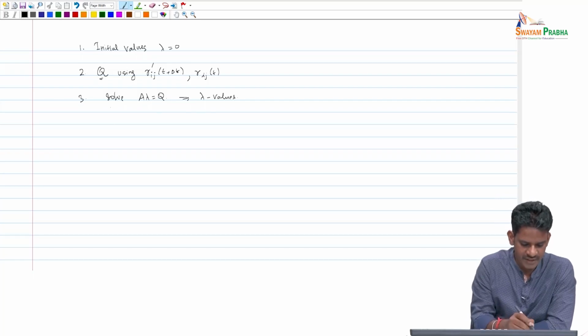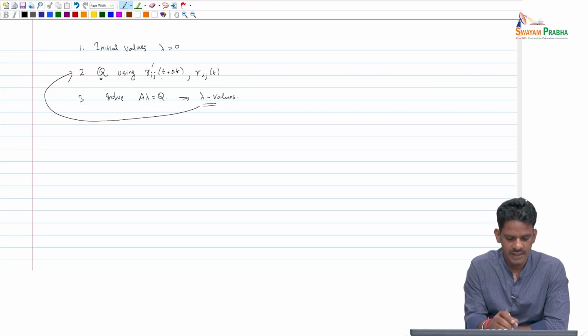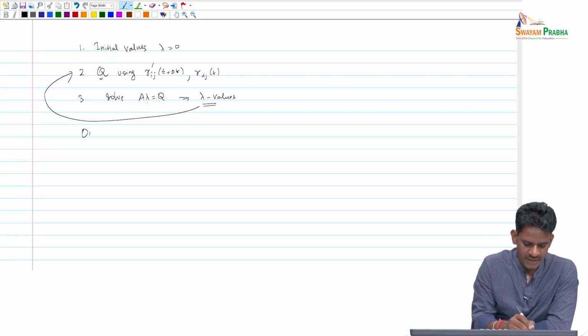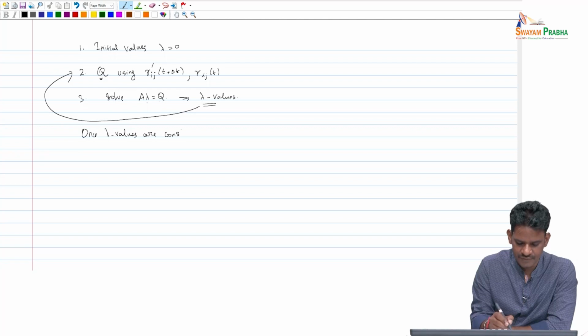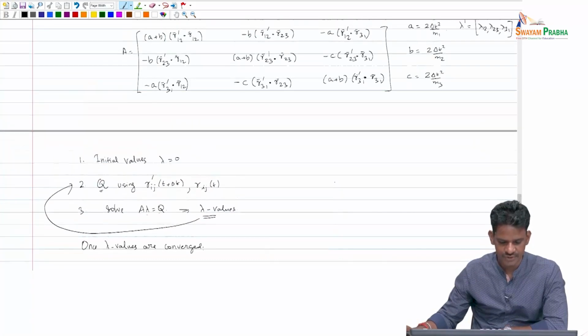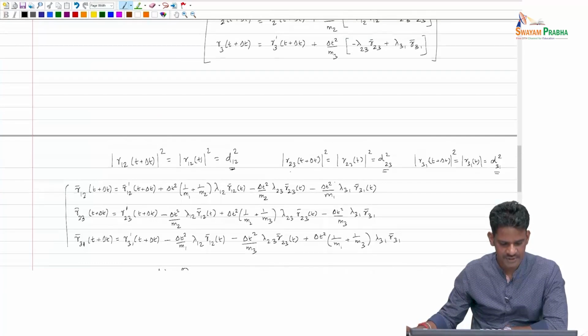So once you get a new value of lambda, we go back to step 2 and get a new estimate of Q, and then again come back and solve for a new set of lambda, and you iterate over and over until the values of lambda have converged. Once the lambda values have converged, we go to updating the particle positions once and for all, which we discussed here.